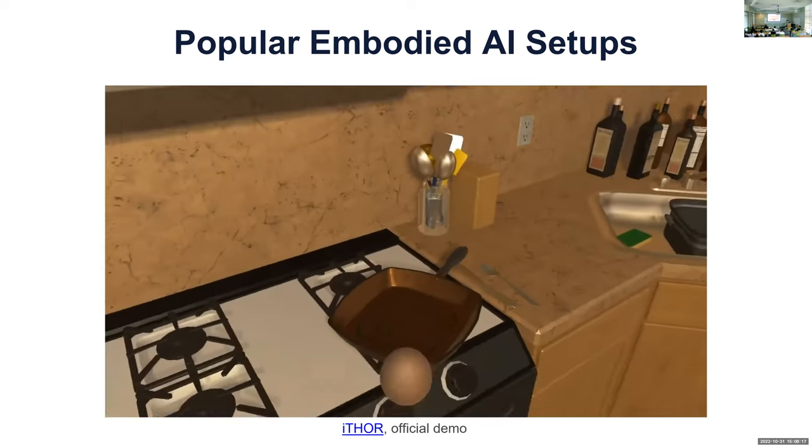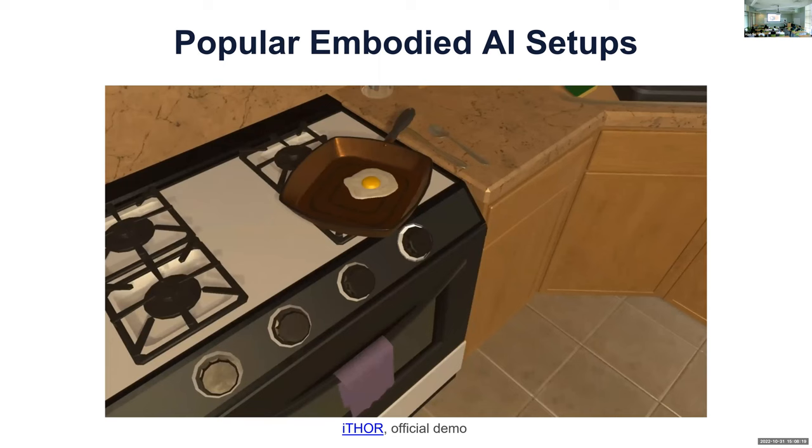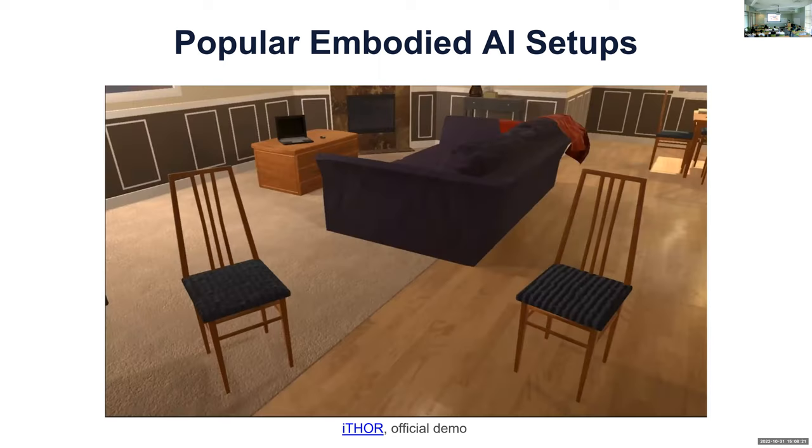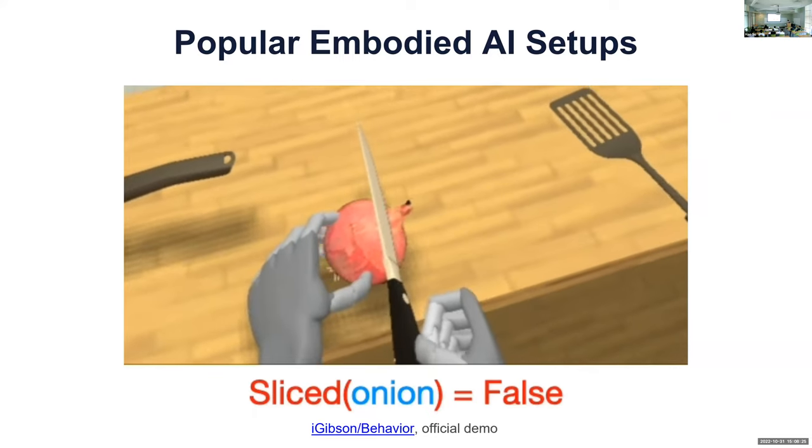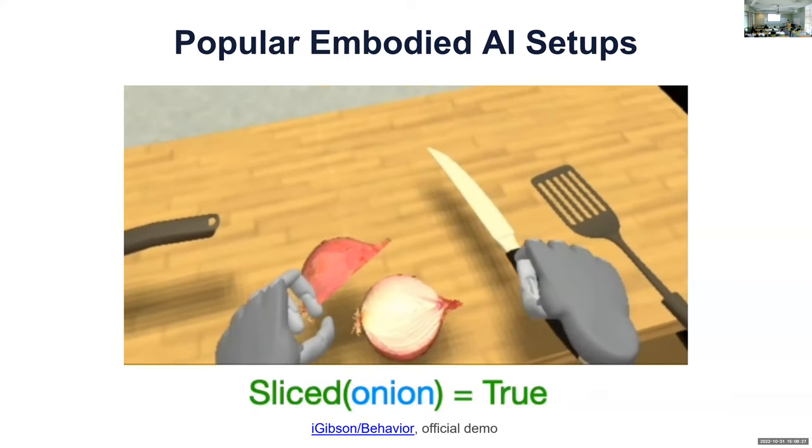And the second example is iThor, which is pushed by the Allen Institute for high level planning. Now, the third example is the iGibson or behavior dataset pushed by Stanford University. Okay, and you see that it's actually holding a knife and cuts the onion. So all these environments are amazing, and they have pushed the progress of the community, okay? And especially, they are good for high-level planning.